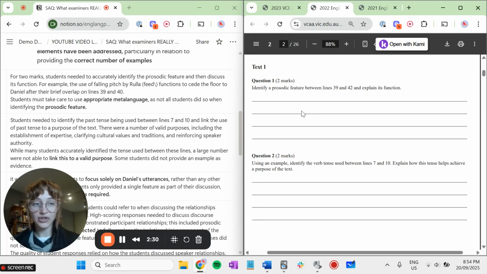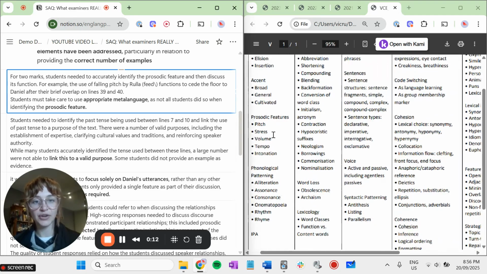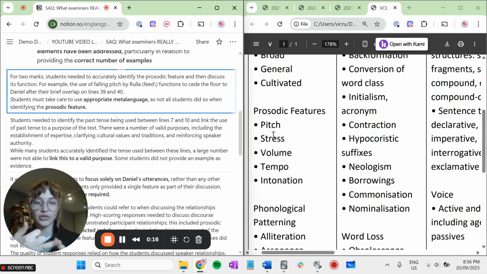The issue that students had with this question is that, first of all, prosodic features are actually really difficult for students. So let's pull up this meta-language table. Here's a table with all the meta-language on it, and let's have a special look at prosodic features, because this is something that students got wrong quite a lot in the 2022 exam. Prosodic features fall under phonetics and phonology, and they are pitch, stress, volume, tempo, and intonation. There are 5 of them.